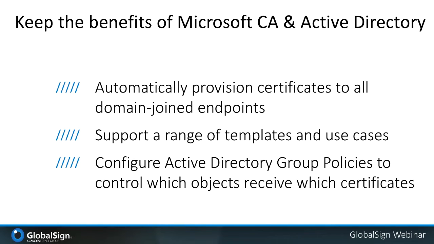Use cases such as 802.1x, and certificates for firewalls such as Palo Alto or Zscaler, are gaining in popularity, and GlobalSign can offer you these types of certificates. Now, you still get to control which objects within your network receive which types of certificates by configuring everything in your Active Directory group policies. So at the end of the day, you still have control over which devices and which endpoints have certificates or not, while we maintain all the infrastructure on our end.